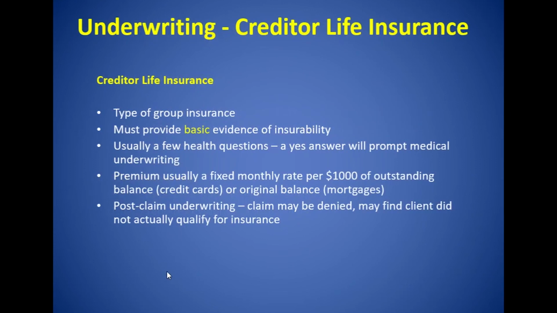Now, the other type of group plan I want to talk about is creditor life insurance. As you know, your creditor is someone that you have borrowed money from, and you can buy insurance to cover an outstanding balance of a debt that you may owe to a creditor. So creditor group life insurance is a type of group insurance. In this type of coverage, you must provide some basic evidence of insurability.